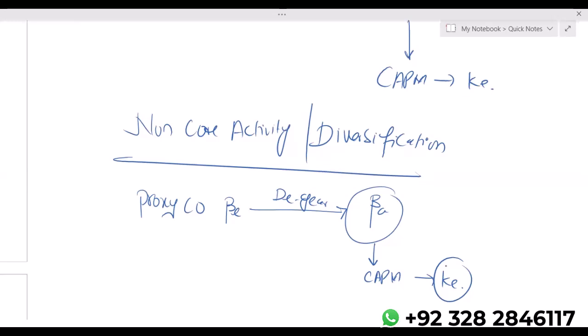So if it is a diversification, read the question nicely. Definitely your examiner will give you the proxy company in the new industry. Proxy company means simply your competitor in the new industry. Take the equity beta of your proxy company, de-gear it and calculate beta asset. Once you have calculated the beta asset, then the same beta asset will be used in CAPM to calculate KE.